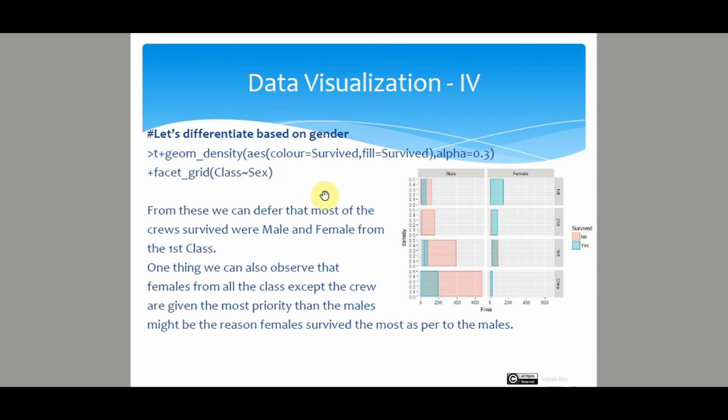And one thing we observe is that females from all the classes except the crew are given more priority than the males. Might be the reason females survived the most as compared to the males. So with this visualization, we are able to understand the data easily without any complex calculations.